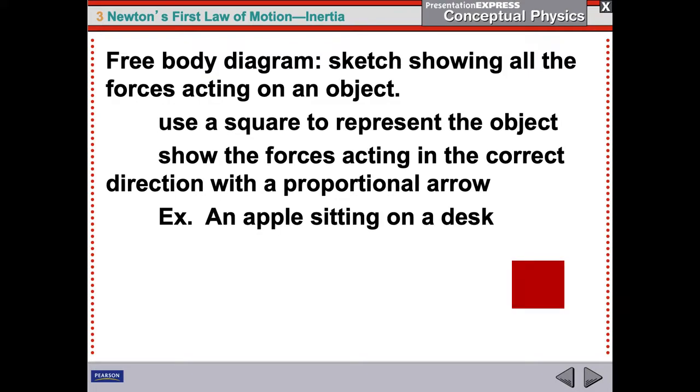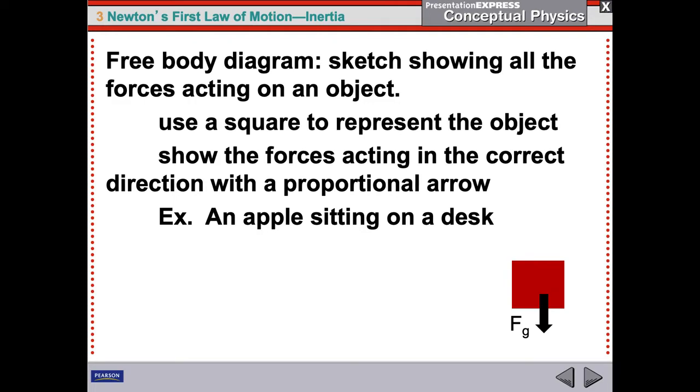Here's an apple sitting on a desk. Yes, I know it's a square apple. I just chose a red box to represent it; you don't have to make it colored at all. Anything on Earth, the first force you always put on these free body diagrams is the force of gravity, because if it's on a planet, it has to have the force of gravity.